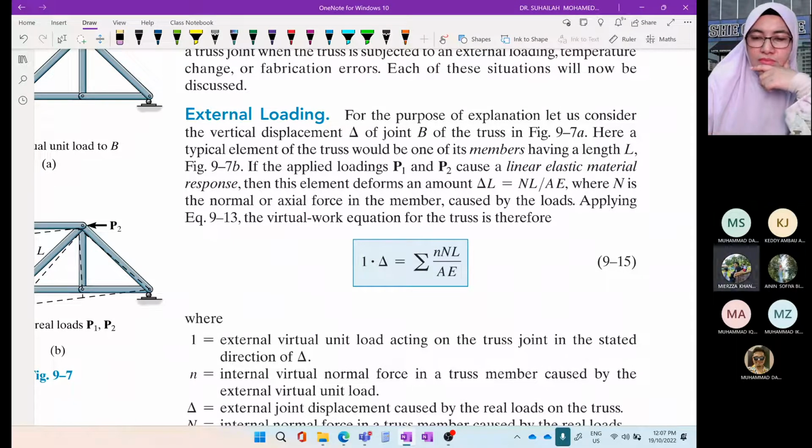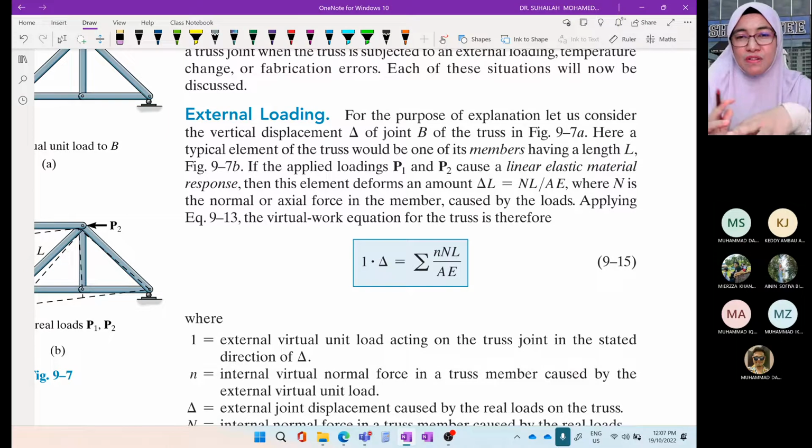Betul madam. Formula ni kan? Formula ni kita akan pakai balik. This is for truss. Kalau for beam dengan frame, kita akan write moment equation, integrate untuk dapat deflection. Okay. So kita akan apply yang ni dalam flexibility method.